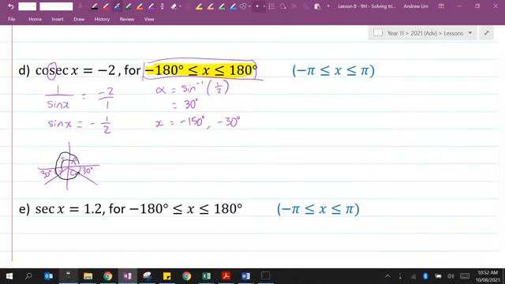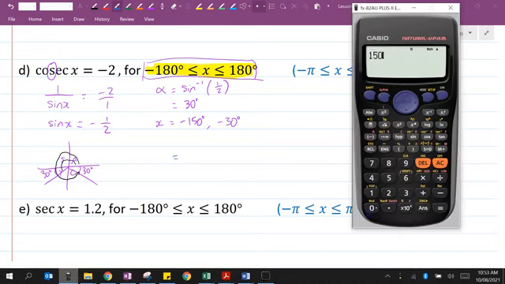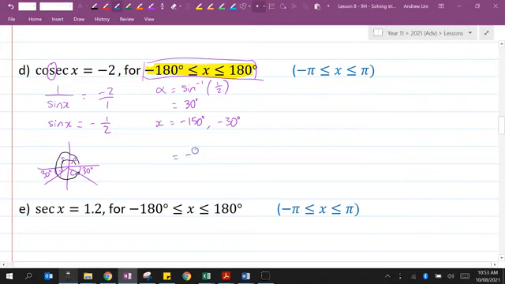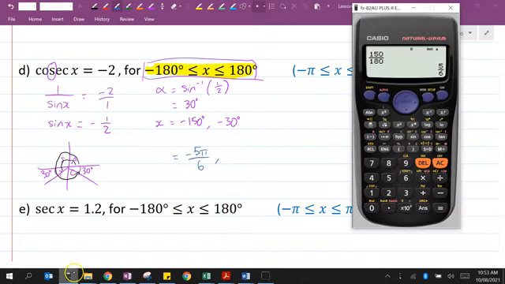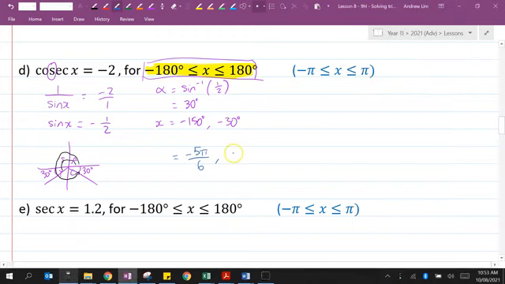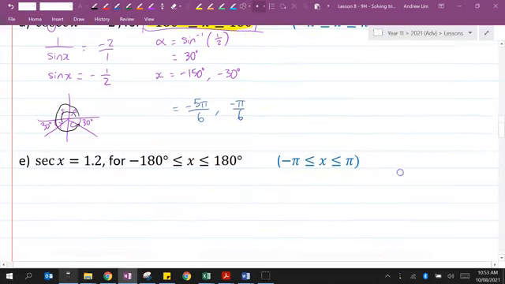Okay, let's convert that to radians if the question asks us to. So 150 on 180 is 5 over 6, so we've got negative 5 pi over 6. And we've got 30 over 180, so that's negative pi on 6. Okay.